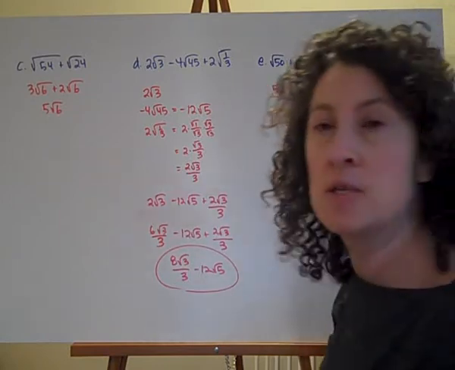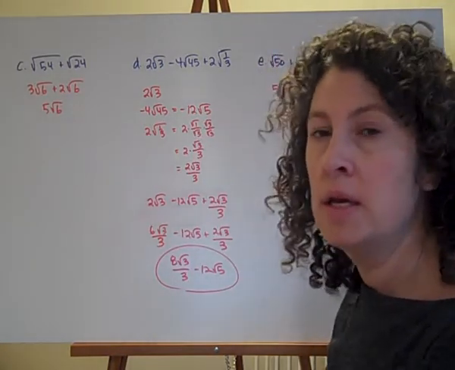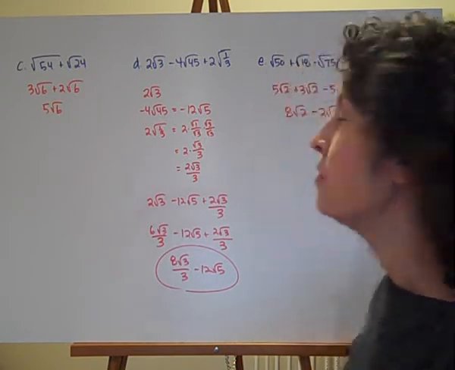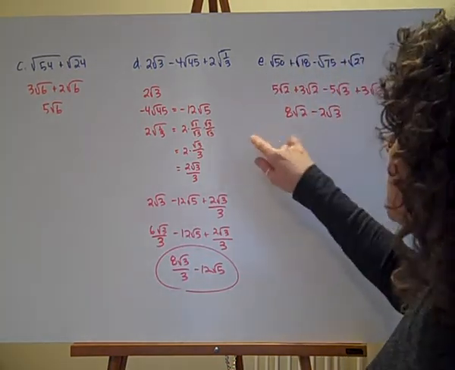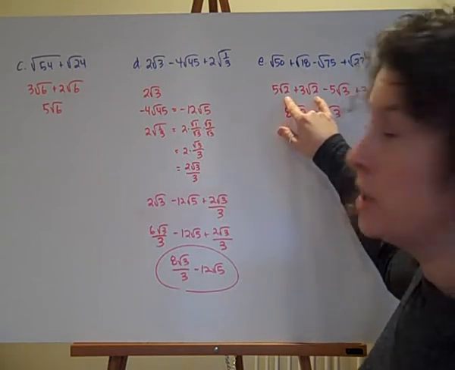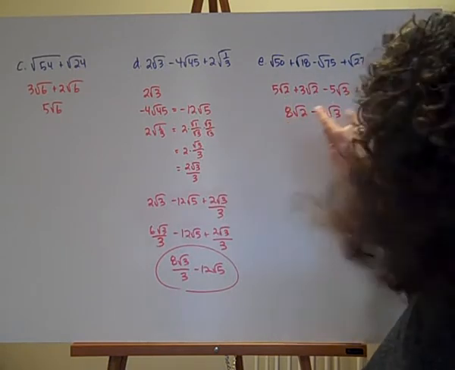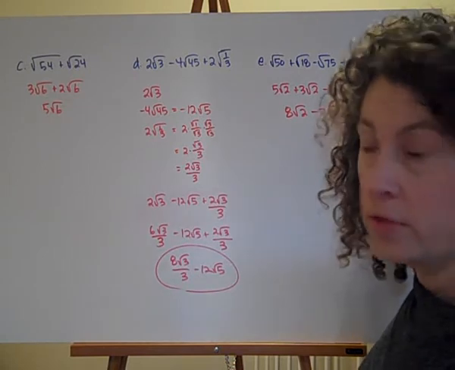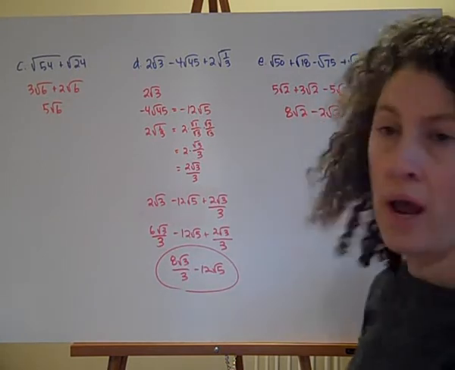And 27 has a perfect square factor of 9 in there. So it's 9 times 3. When I pull the square root of 9 out, I get 3 radical 3. So now I'm going to look for like terms here. These two are alike, so I end up with 8 square root of 2. And these two are alike. I have the radical 3 here, so I end up with a negative 2 radical 3.